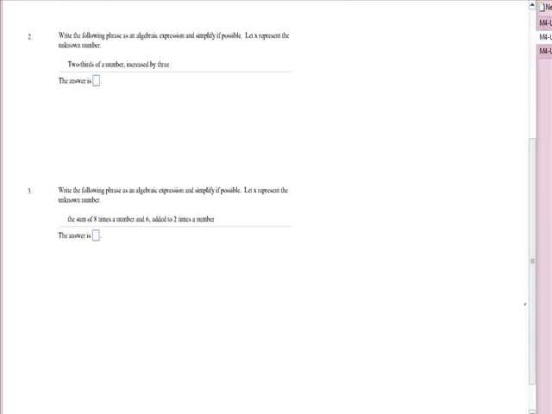Number 2. We're going to write this as an algebraic expression and simplify if possible. It says 2/3 of a number increased by 3. Remember that I said of means to multiply only when a fraction is involved. Well, a fraction is involved, 2/3. So 2/3 of a number means 2/3 times x, scoot over, increased by 3.